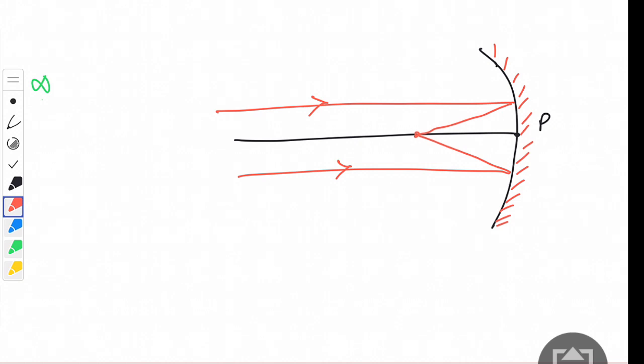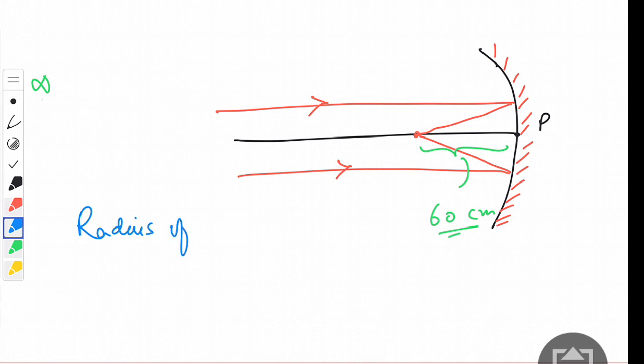This point and this distance is 60 centimeters. The question for you is: the radius of curvature is equal to how much? Simple question. I want you to think. Gauri, is the problem not clear? Let me know, I'll explain.